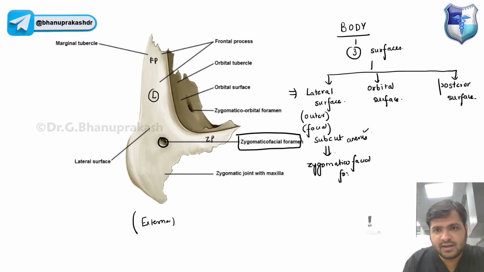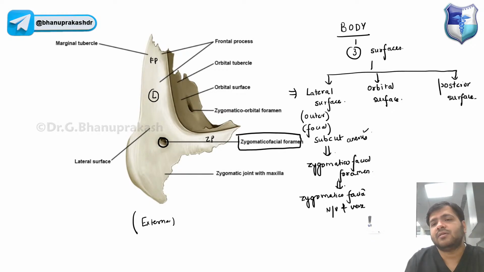Remember, this foramen gives passage to the zygomaticofacial nerve and vessels, that is the artery and veins. That is something you have to remember. Now, just below the infraorbital margin, the infraorbital margin, okay?